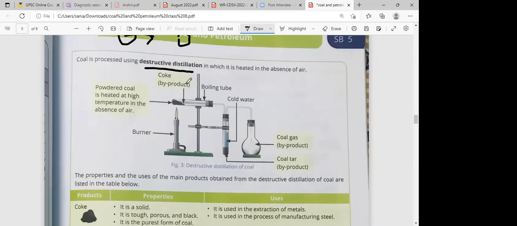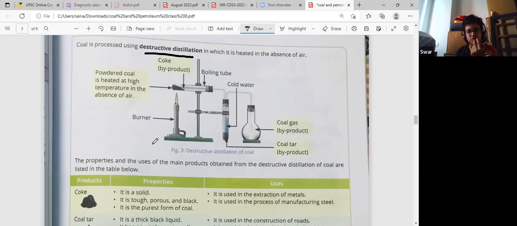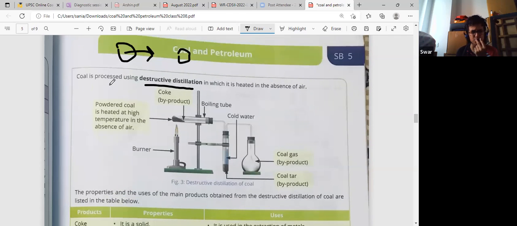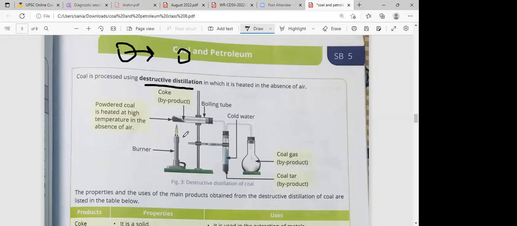Ma'am, isn't coal processed with the raw material inside the layers of soil? No, this is a process. See, these are the products.